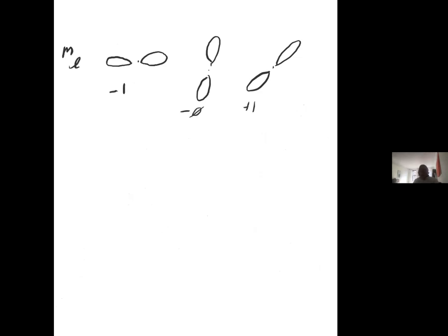So the idea of M sub L is that it might be pointing in this direction, or it might be pointing in this direction, or it might be pointing into and out of the plane of this drawing that I'm doing here. And so you can give values to this. For example, this might be -1, this one might be 0, and this would be +1. So there's your M sub L equals 0, comma, plus or minus 1, right?